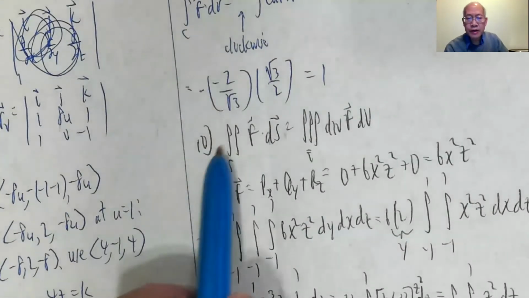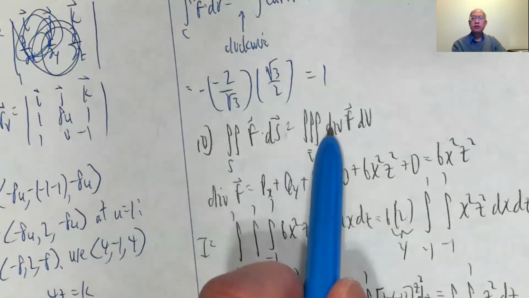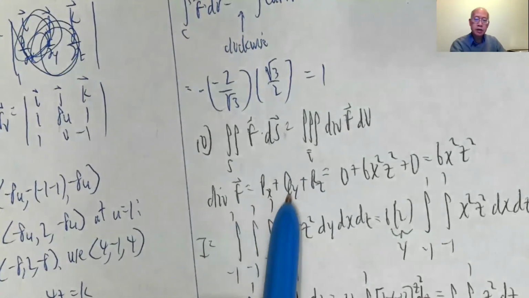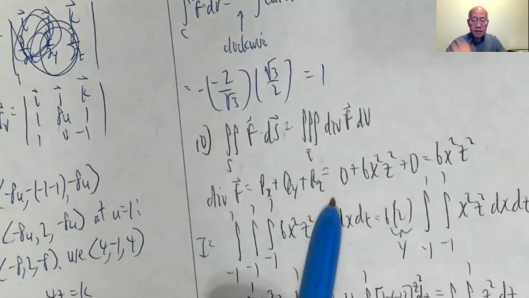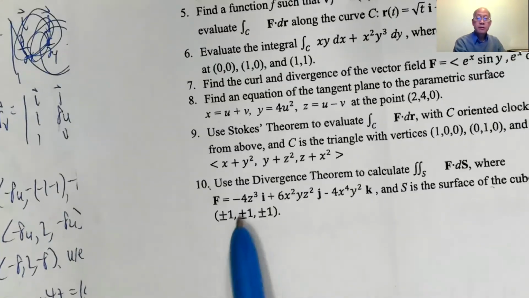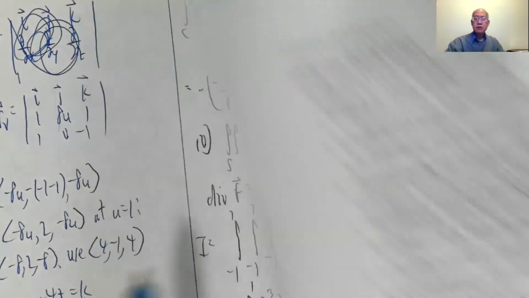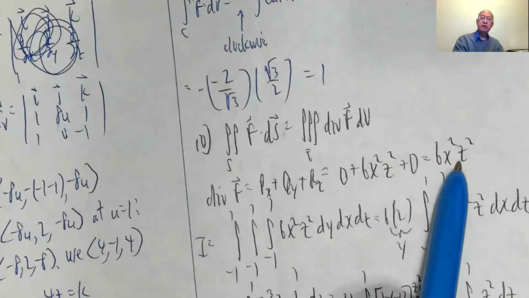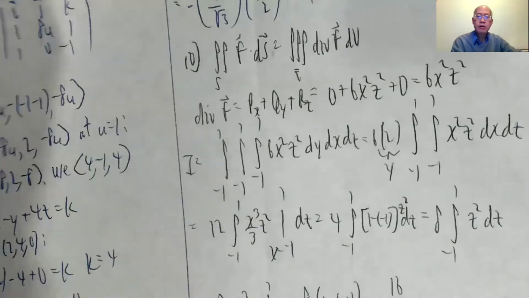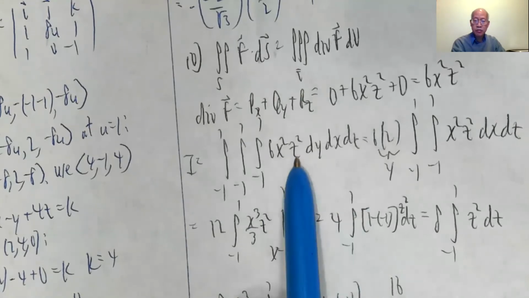Finally, 10, double integral of F dot dS. By the divergence theorem, a triple integral over the region E of the divergence of F dV. Divergence is P sub x plus Q sub y plus R sub z. Derivative with respect to x is 0. Derivative with respect to y is 6x squared z squared. Derivative with respect to z is 0. So 6x squared z squared. So that's one to integrate from negative 1 to 1 for all three variables. I did dy, dx, dz because I can see this does not depend on y.